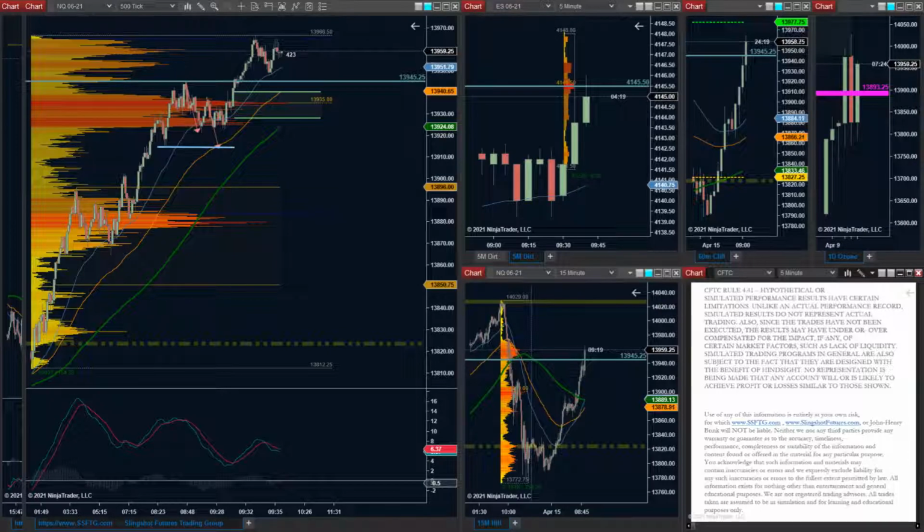Lumens is starting to perk up a little bit here. They're poking their head above that falling resistance.